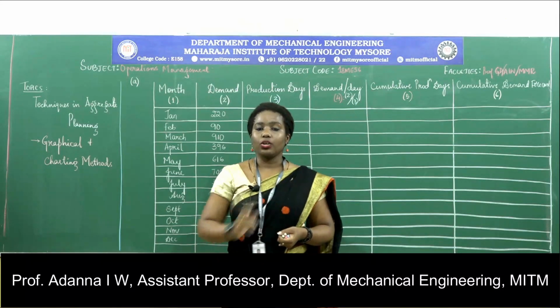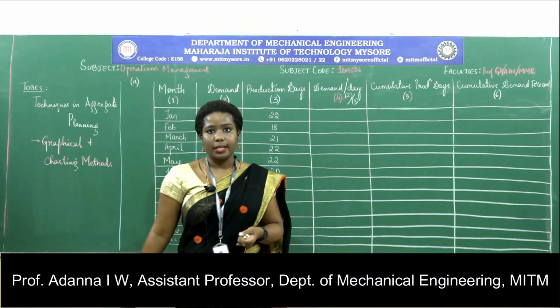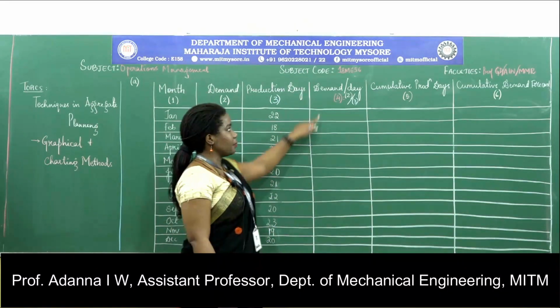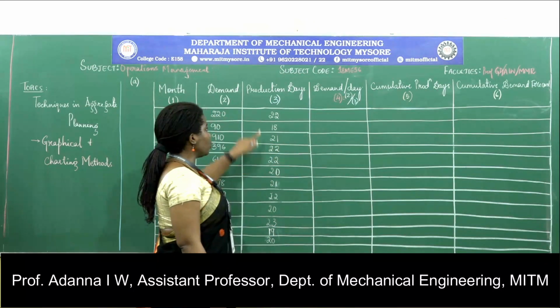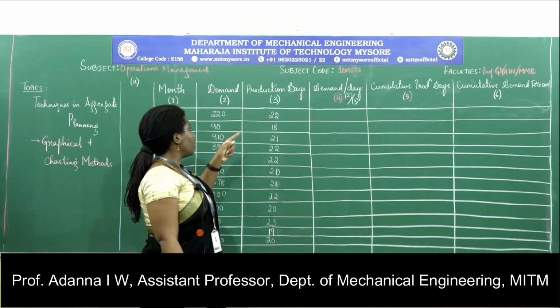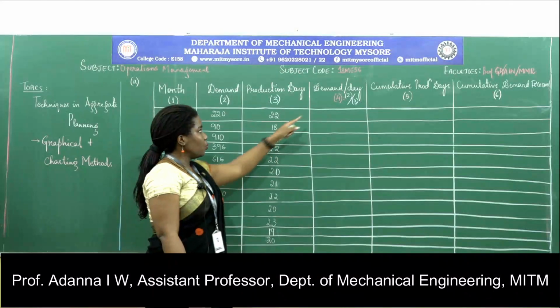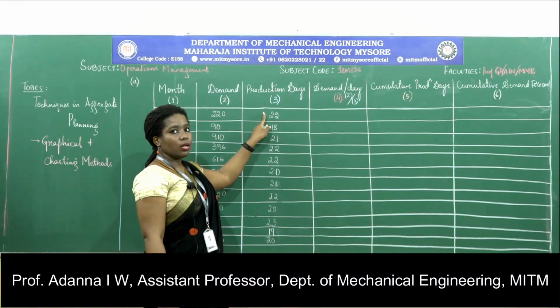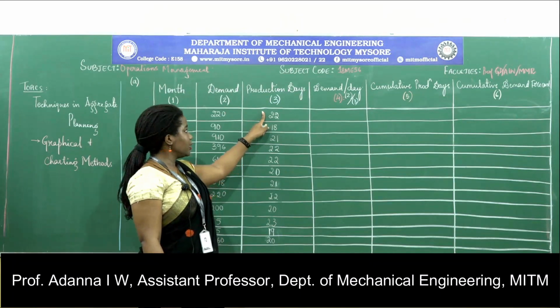These are the 3 extra columns that we will be adding to the existing table given to us. Okay, and we will start now by finding what is the demand per day. Obviously, if we know the total number of production days in a month and the demand in that month, we can get the demand per day by dividing the value in column 2 by the value in column 3.